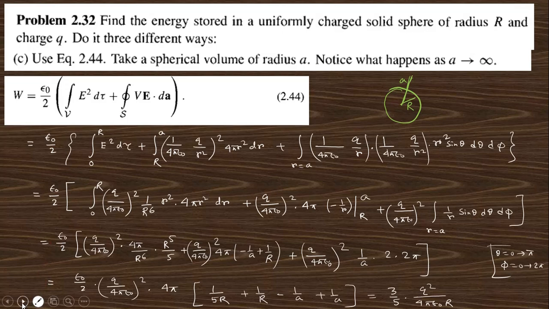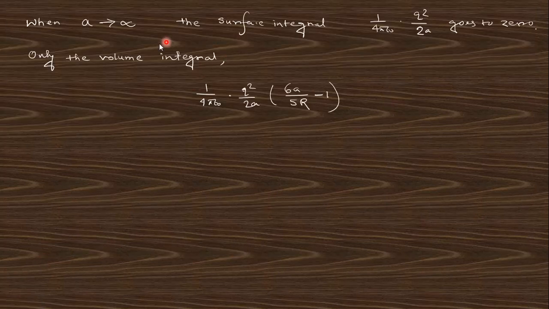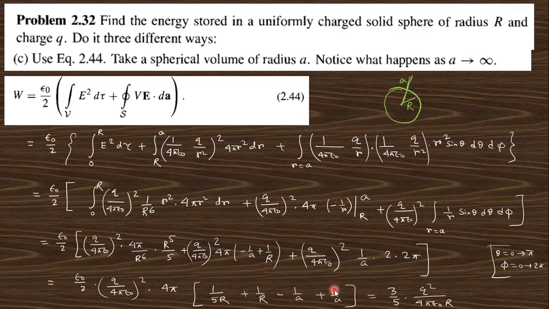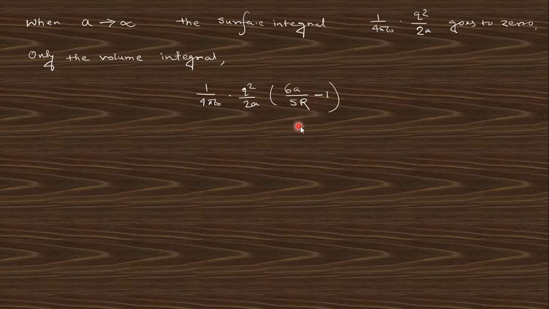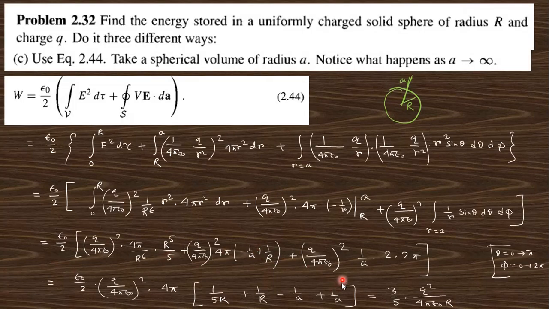Okay, go to the next question. And here the question was, notice what happens when a tends to infinity. When a tends to infinity, that means this surface part will be 0, because 1 by a is 0, surface part will be 0, only volume part will be present. That means the last term will give you 0, and you will get this term. Just calculate, you will get this result. Just neglect the fourth term, this 1 by a term, because the surface term will be 0, so you will get this result.